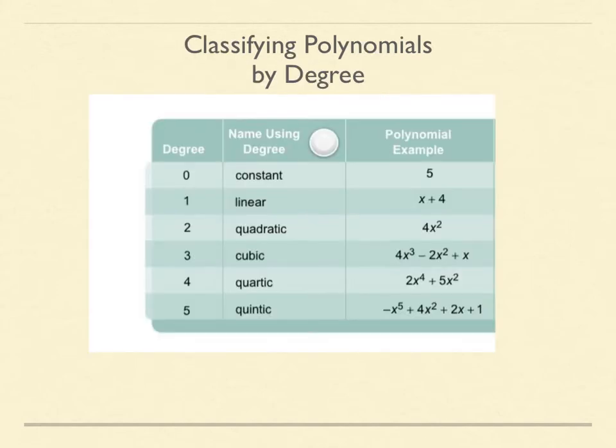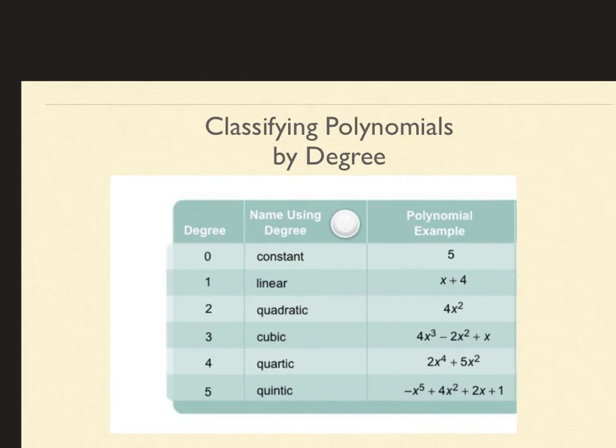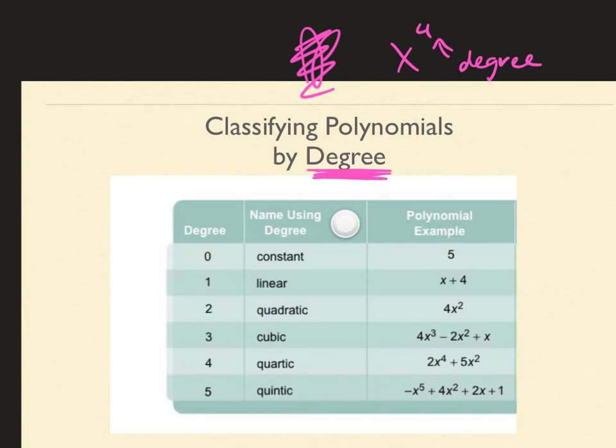Next, we're going to be classifying polynomials by their degree. So remember, we're looking at that little number up top. So if we have x to the fourth power, the 4 is our degree. So the degree is the little number up top. So we're classifying polynomials by the degree. If our degree is 0, that means we don't even have an x there. That would make this a constant.